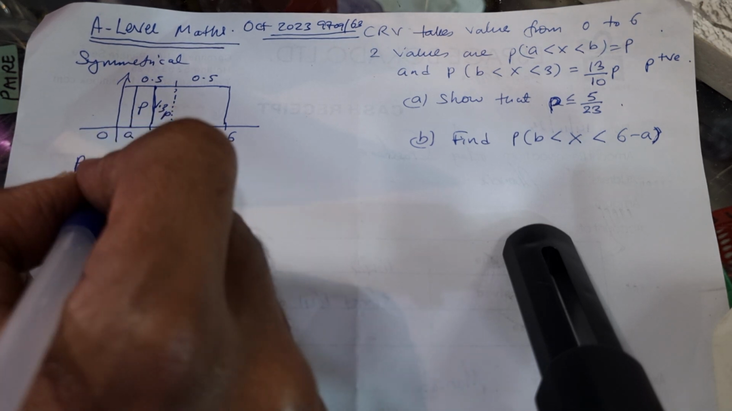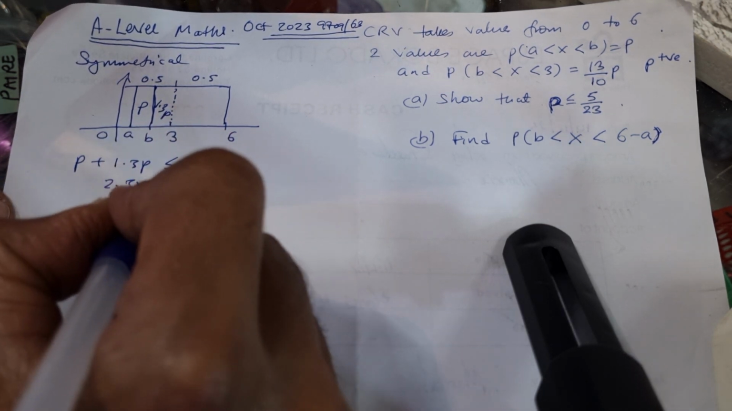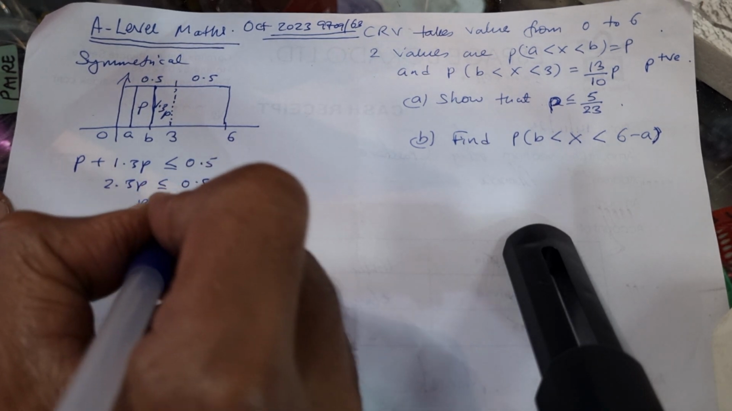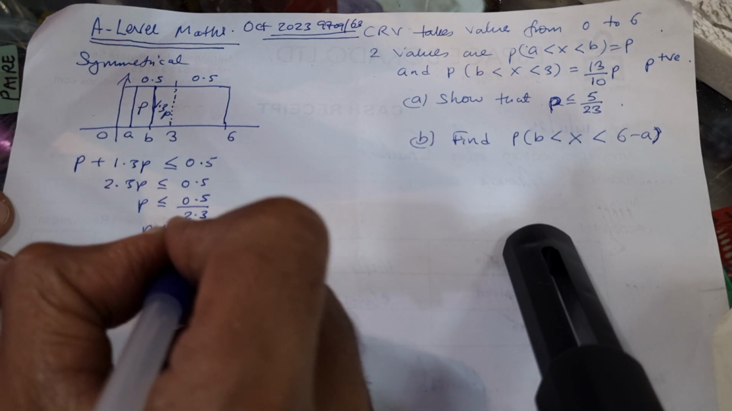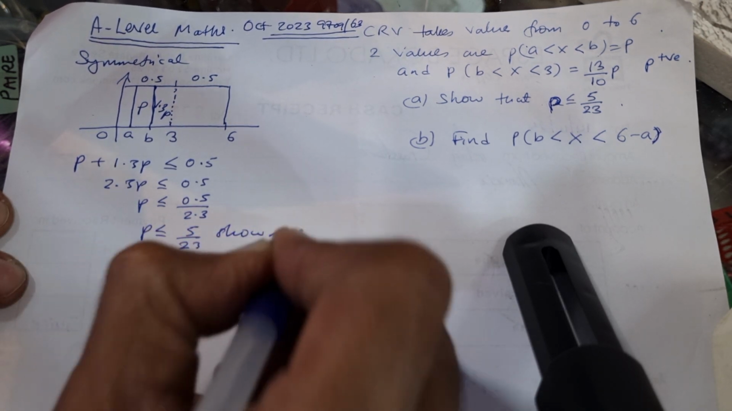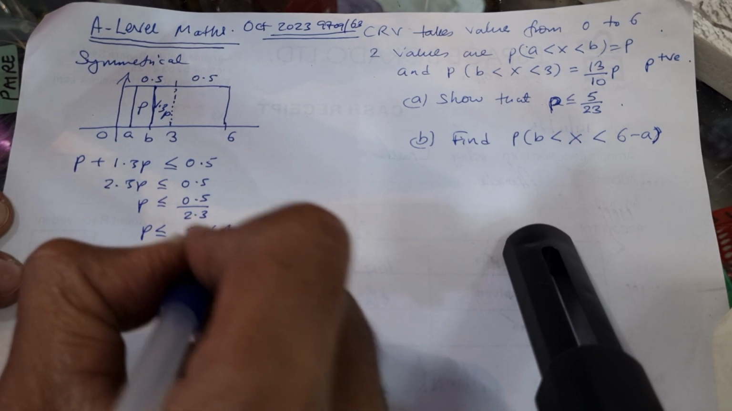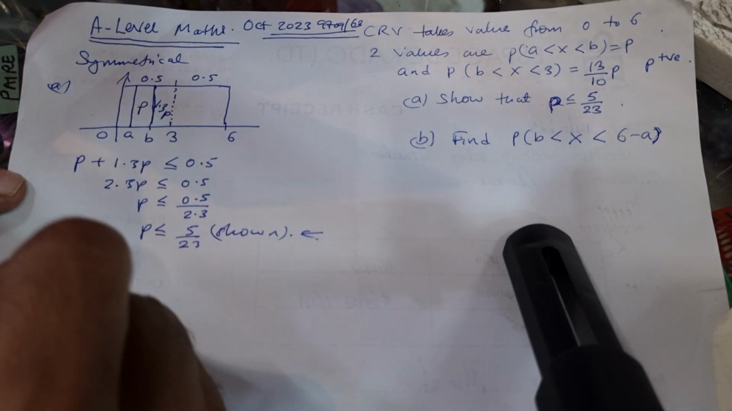So now we have 2.3p being less than or equal to 0.5, and so p is less than or equal to 0.5 divided by 2.3, which is basically 5 over 23, and that has been shown. So here we are. Now this is part A of the question.